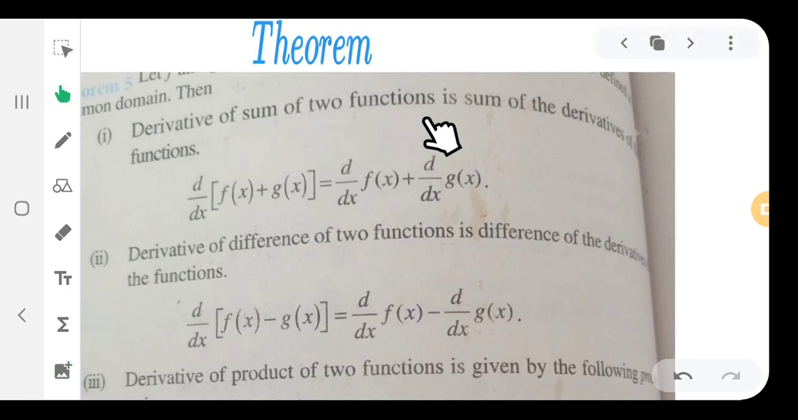Derivative of the sum of two functions is the sum of the derivative of the functions, that is d by dx of f of x plus g of x is equal to d by dx of f of x plus d by dx of g of x.